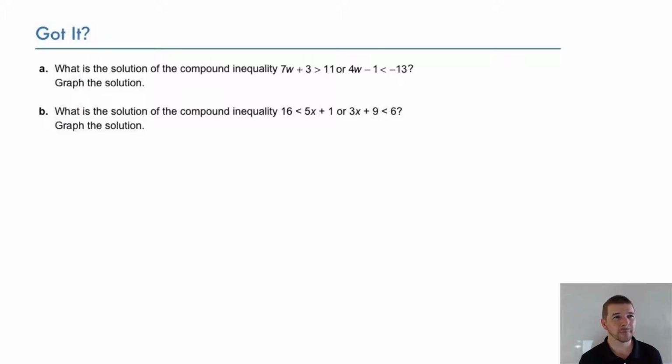Your turn. Part A: What is the solution of the compound inequality 7w plus 3 is greater than 11, or 4w minus 1 is less than -13? Graph the solution. And part B: What is the solution of the compound inequality 16 is less than 5x plus 1, or 3x plus 9 is less than 6? Again, graph the solution.